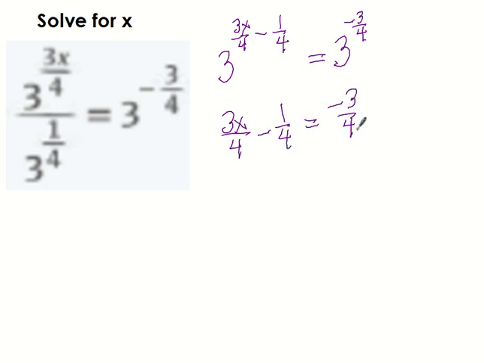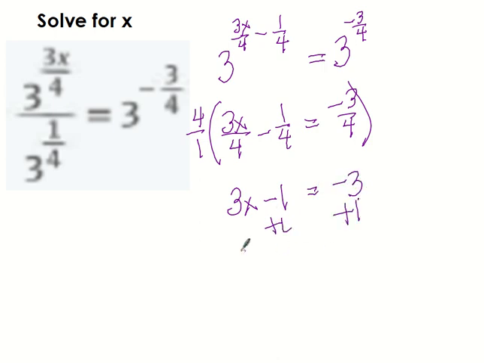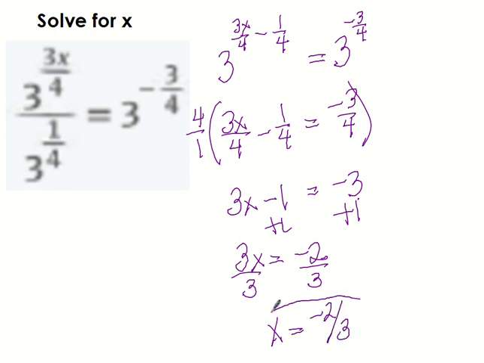All right, why don't you try to finish that up? Pause, finish that up, and we'll see if we got the same answer. So I'm going to times by 4. Get rid of these fractions. So 12 divided by 4 is 3x. This becomes 1, and this becomes negative 3. So I'm going to add 1. I get 3x equals negative 2. Divide by 3. We should have gotten x equals negative 2/3.